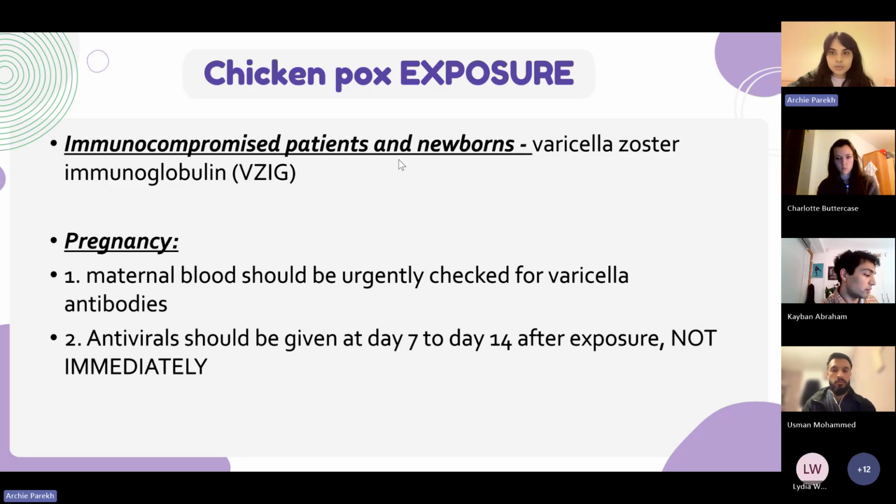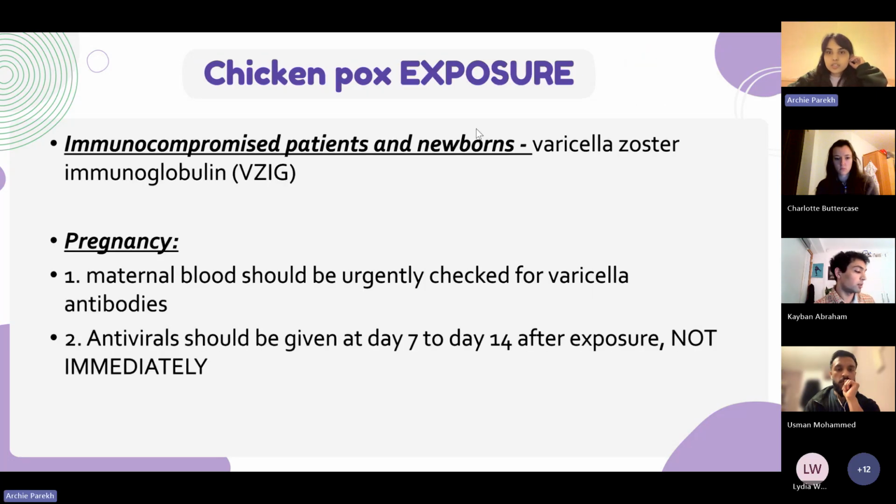However, if they are immunocompromised, you would give them the immunoglobulins. But in pregnancy, you would first check the maternal blood, and if they don't have the antibodies, or if the mother is systemically unwell, then you would give them acyclovir, but after day 7.